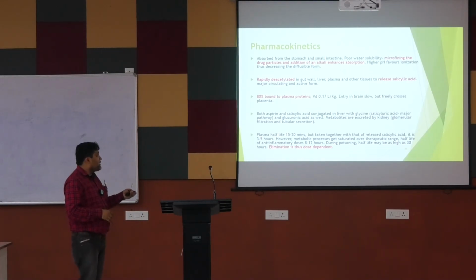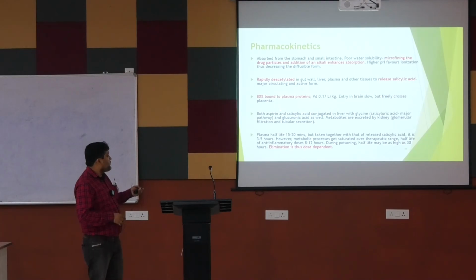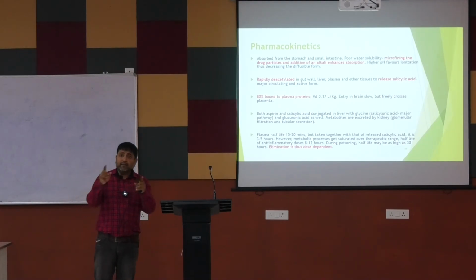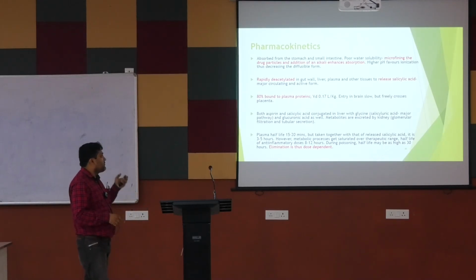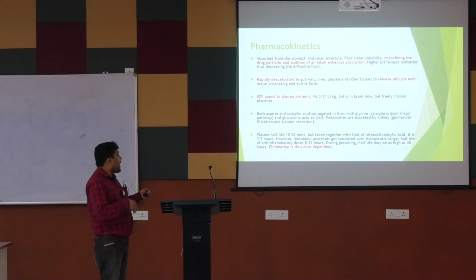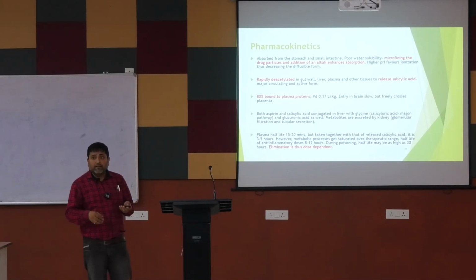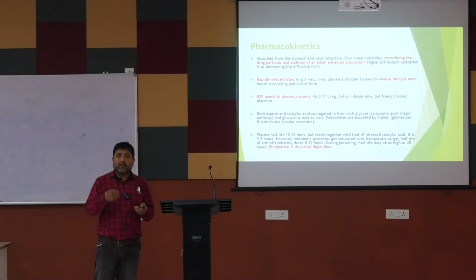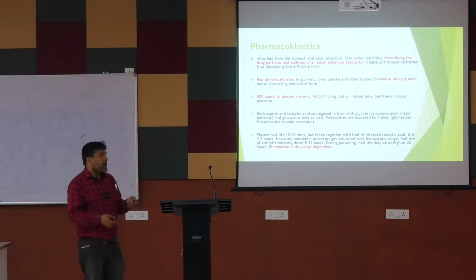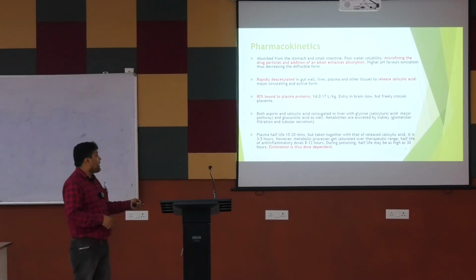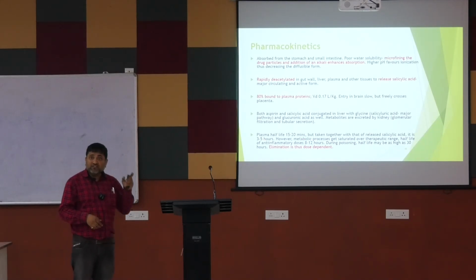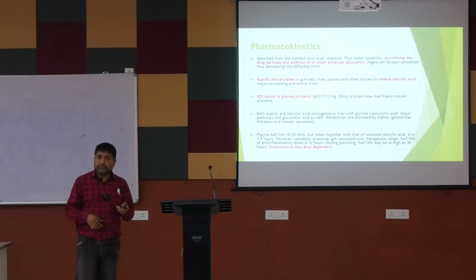Now, plasma half-life is around 15 to 20 minutes, but taking the salicylic acid together, the plasma half-life increases to 3 to 5 hours. When higher doses of aspirin are taken, the conjugating enzymes are saturated and the plasma half-life increases to 8 to 12 hours. During poisoning, when toxic doses are ingested, the plasma half-life can be as high as 30 hours. So elimination of aspirin is dose dependent.